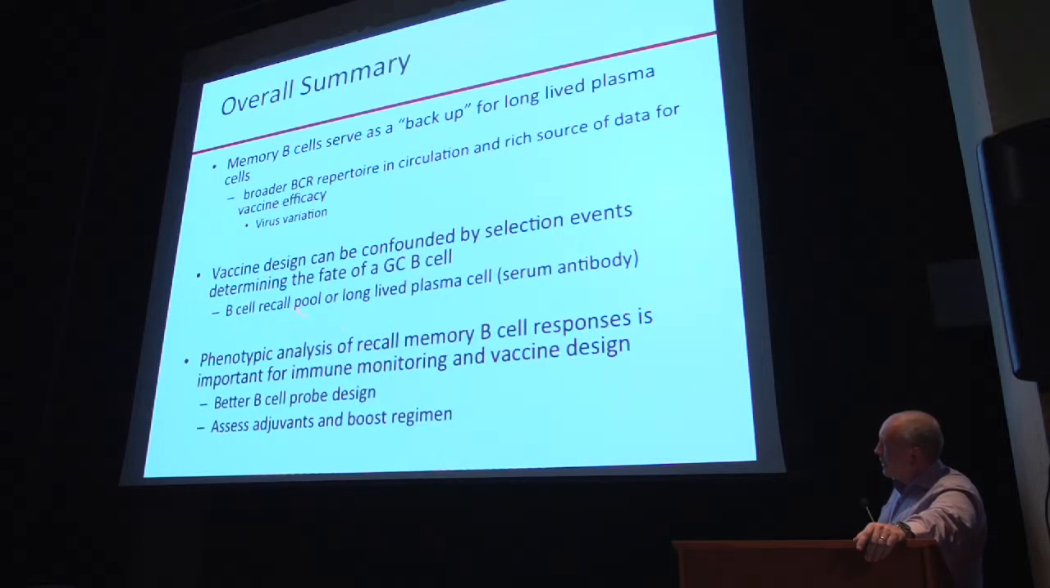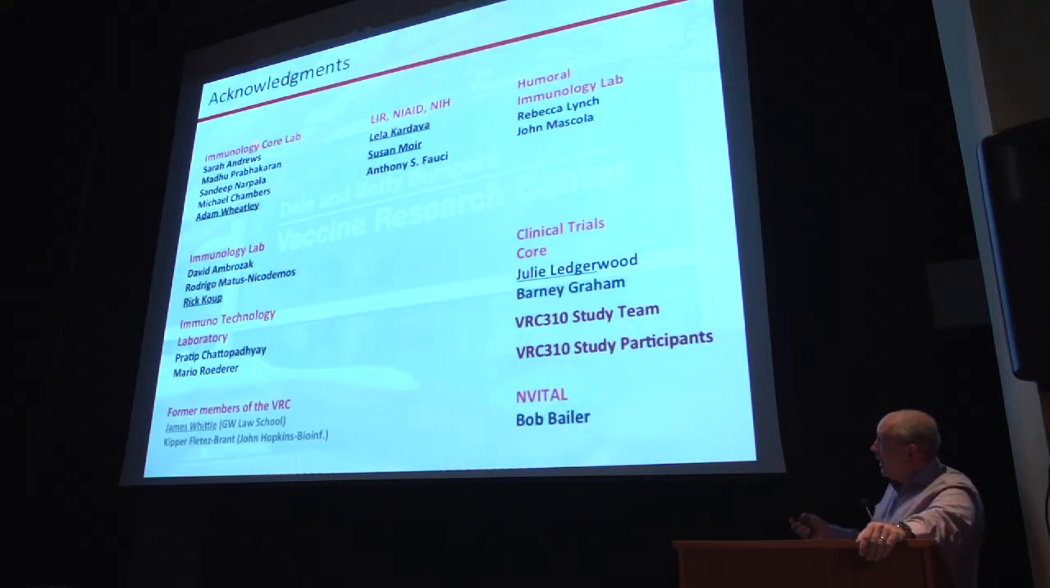So it's the B cell recall pool or the long-lived plasma cell, and the long-lived plasma cells clearly contribute to serum antibody. So the phenotypic analysis of recall memory B-cell responses are important for immune monitoring and vaccine design. And we look forward to better probe design, and also we can assess adjuvants and boost regimen by using these probes.